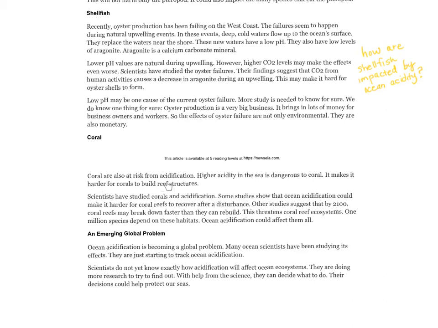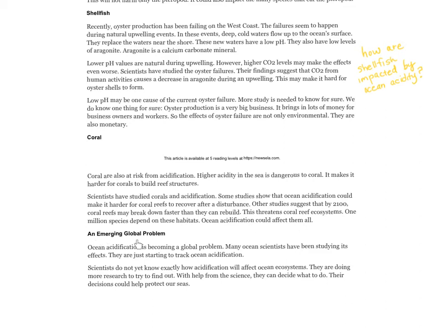Coral are also at risk from acidification. Higher acidity in the sea is dangerous to coral. It makes it harder for corals to build reef structures. Scientists have studied corals and acidification. Some studies show that ocean acidification could make it harder for coral reefs to recover after disturbance. Other studies suggest that by 2100, coral reefs may break down faster than they can rebuild. This threatens coral reef ecosystems. 1 million species depend on these habitats. Ocean acidification could affect them all.